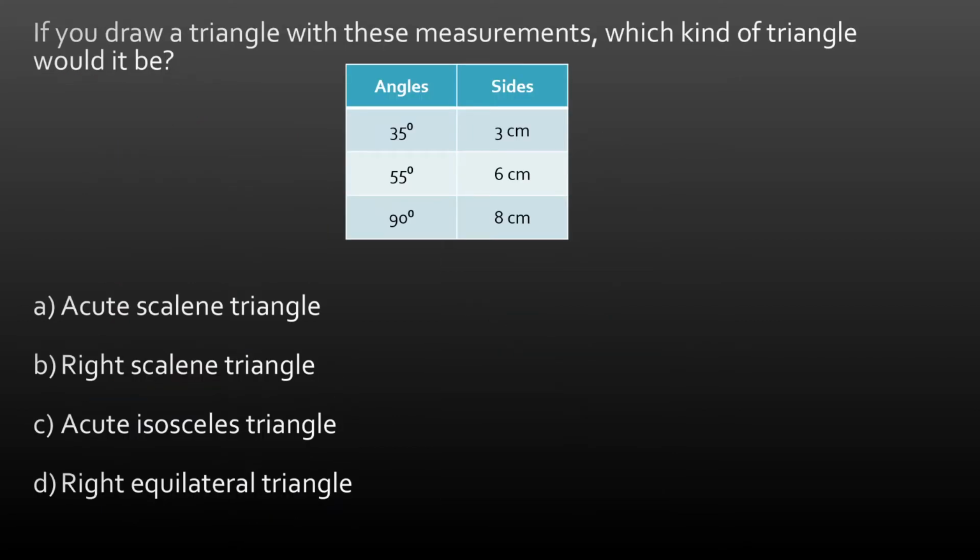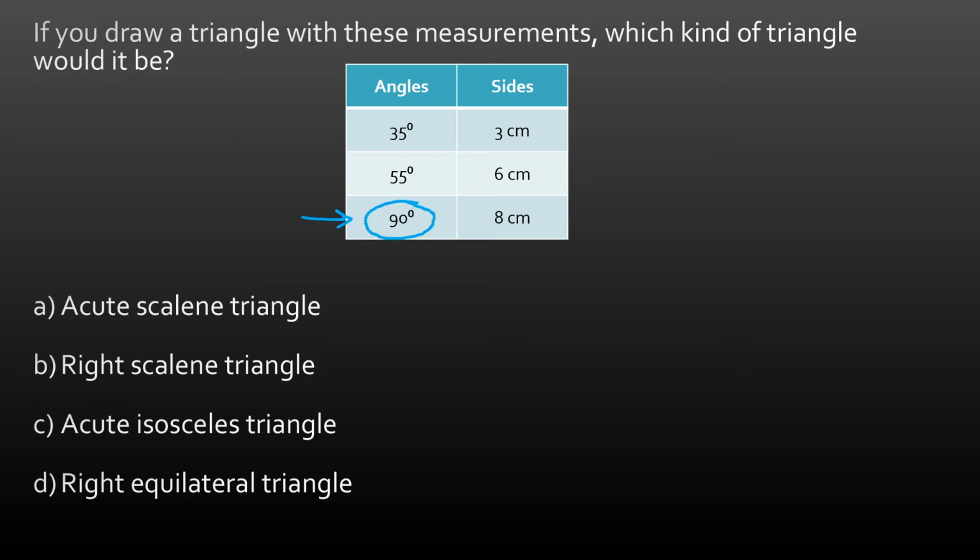Alright, our next question says, if you draw a triangle with these measurements, which kind of triangle would it be? Okay, so it looks like my angle measures are going to be 35, 55, and 90 degrees, and my side lengths are going to be 3, 6, and 8. So right off the bat, one thing that's sticking out to me is this 90 degrees here.